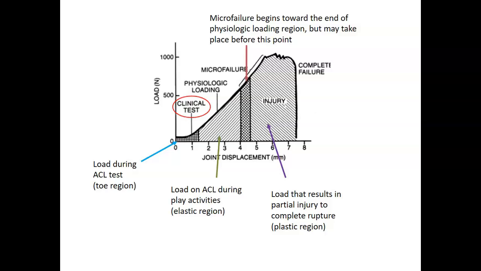So this is just another way to look at it. This is an ACL from some research on ACL load. If you look at that toe region, the beginning of the curve, the crosshatch section, that's the toe region. When you learn to do a test for an ACL ligament, that's basically where you're functioning. You're not even deforming that ligament enough to get into the plastic region. So our clinical tests are typically done in the toe region up to the plastic region.